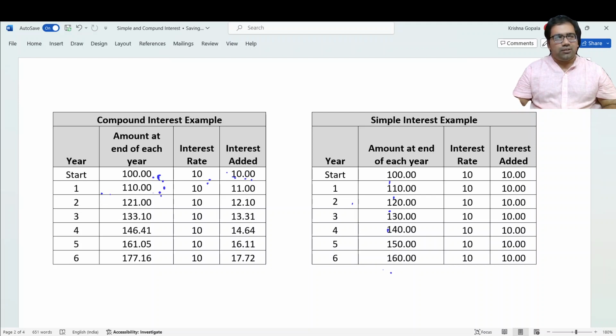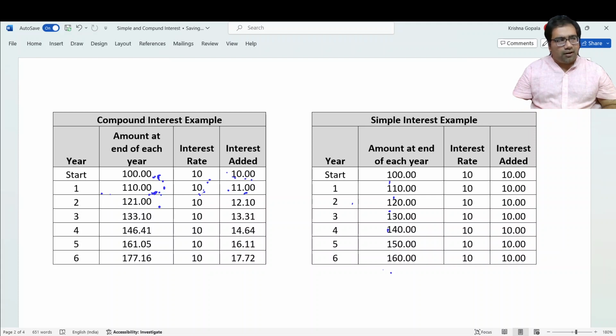Now what will happen? On 110 rupees, again 10% will get added. So 10% of 110 is 11 rupees, right? In the beginning it is 100 rupees. At the end of first year, it will become 110 rupees. Then on this 110, again 10% of 110 will become 11 rupees. That 11 gets added. So by the end of second year, 110 plus 11 is equal to 121.